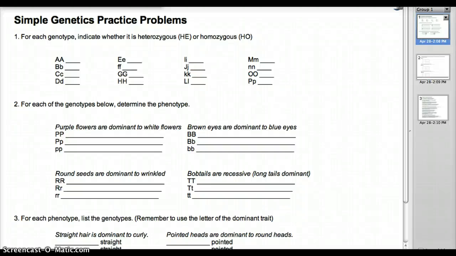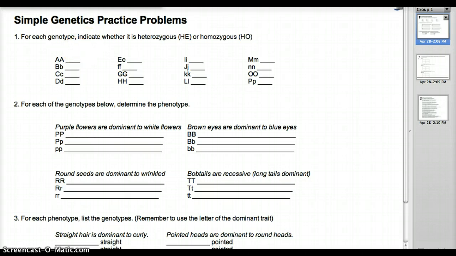So to do this worksheet, for the first one you're going to start by deciding what kind of genotype this is. Is it heterozygous or is it homozygous? Remember, heterozygous means that the two letters of the genotype are different. You've got a capital and a lowercase. Homozygous means that the letters are the same, either two capital letters or two lowercase letters.